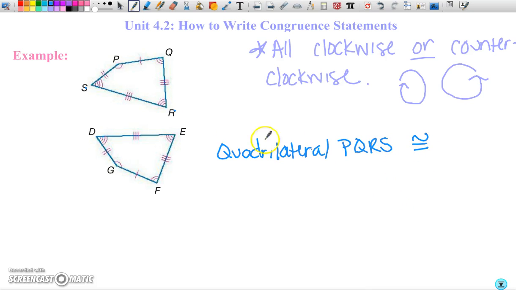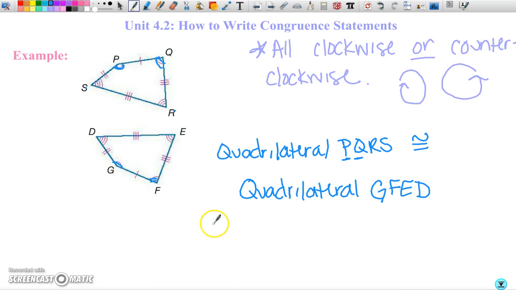So PQRS is congruent to what? Well, I started with this angle, right? So what is congruent to angle P from this figure? Angle G. So quadrilateral G. Then I went to Q, so I did P and then I did Q. So Q has the 2 lines in it, so which one has the 2 lines in it here? It's F. And then I continued in that fashion, so now I would go to E and then to D. And so this would be the congruent statement down here. Okay, so all in order.